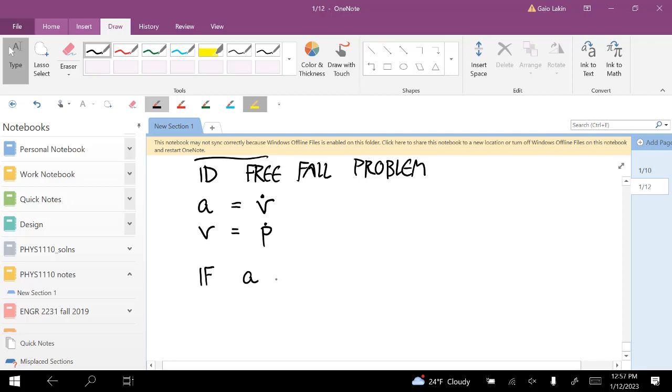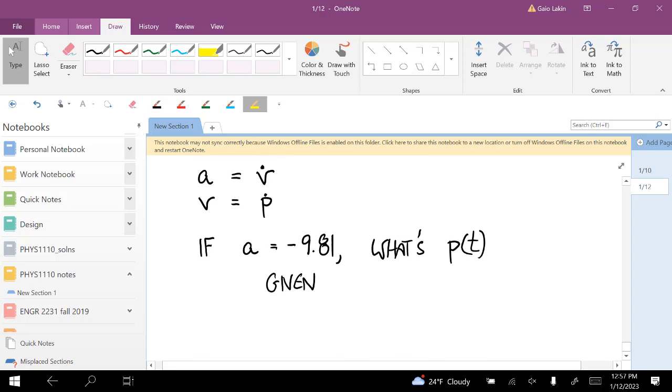So if the acceleration is negative 9.81, what's the position as a function of time, given that at time equals 0, the position is 10 meters or whatever, and at time 1, the position is 8.